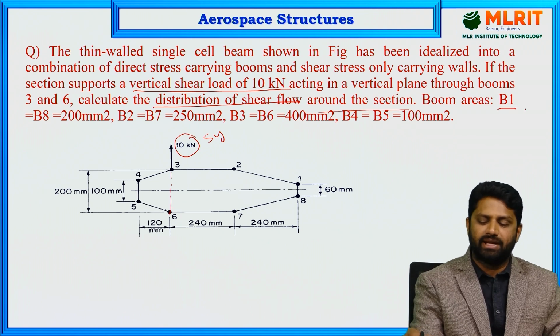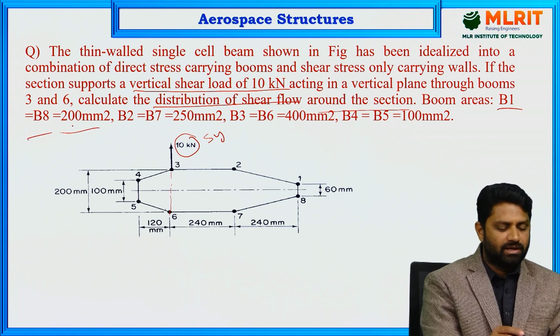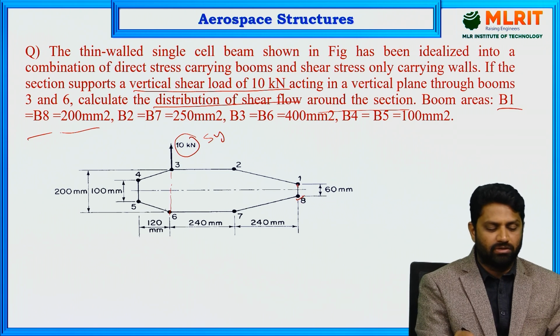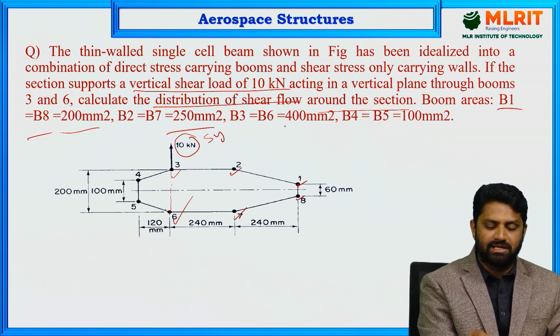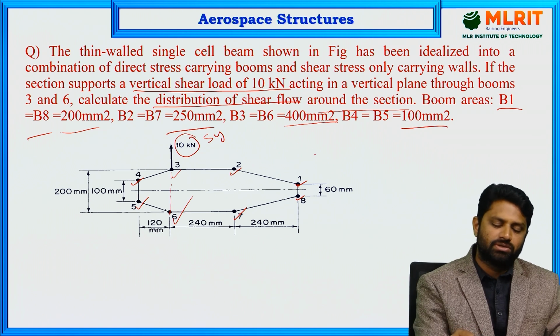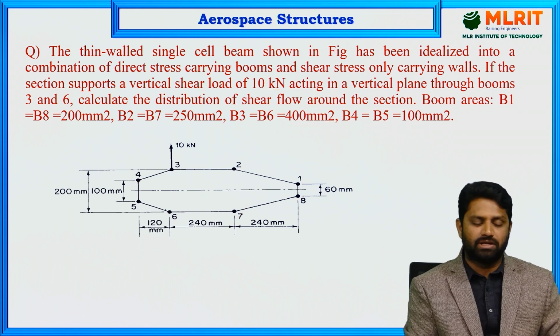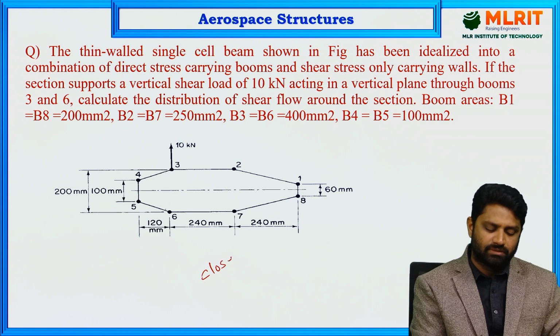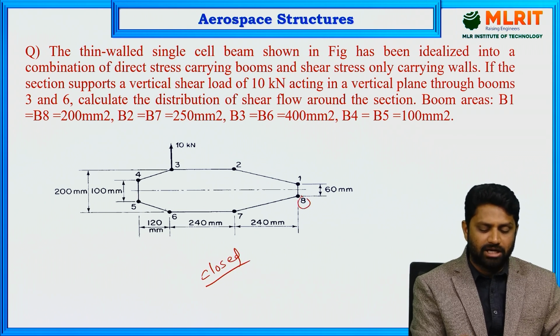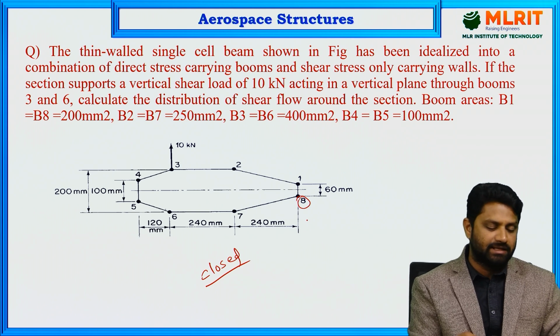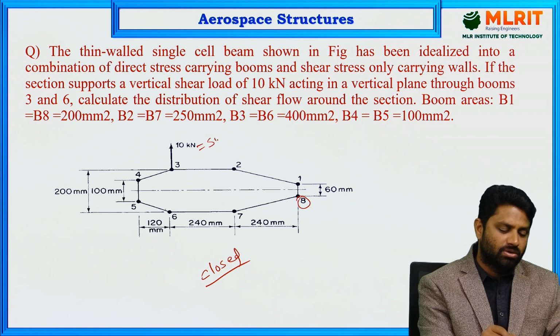The boom areas are given: B1 and B8 are 200 mm square, because of symmetry, B2 and B7 are 250, B3 and B6 are 400 mm square, and B4 and B5 are 100 mm square. We are asked to calculate the shear flow distribution. By looking at the diagram, you can clearly see that it is a closed section having 8 booms, for this thin walled single cell beam, and SY is the vertical load that is considered.